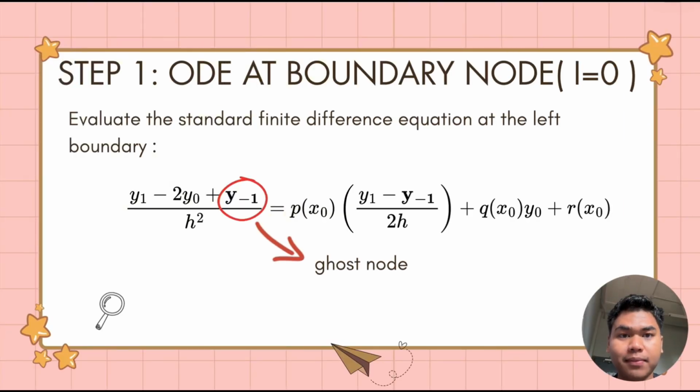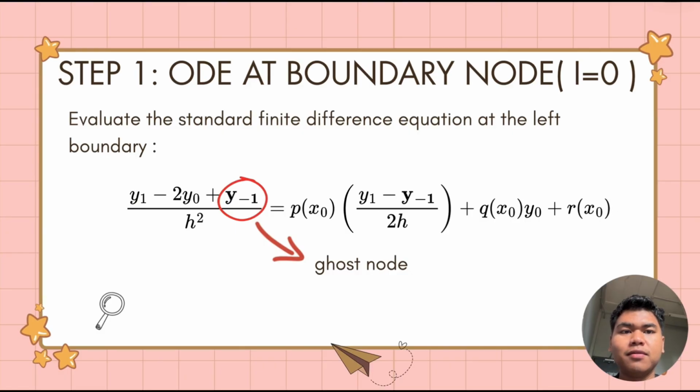Now move on to the steps. Let's begin with step 1, where our goal is to evaluate our standard center finite difference equation right at the very first node on our grid, the left boundary where our index i equals 0. Now, look closely at what happens when we mathematically write out this approximation.